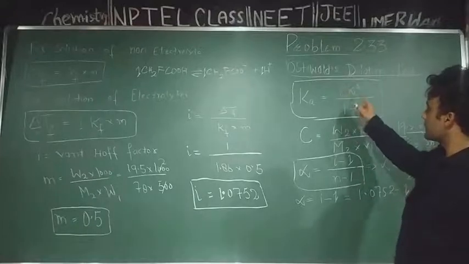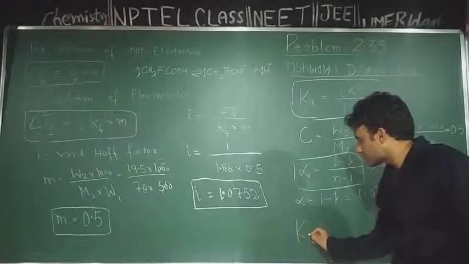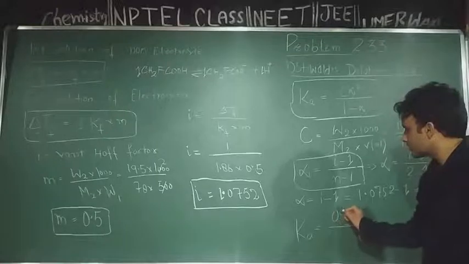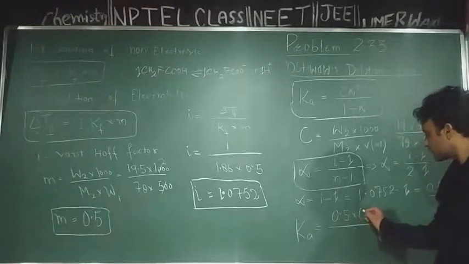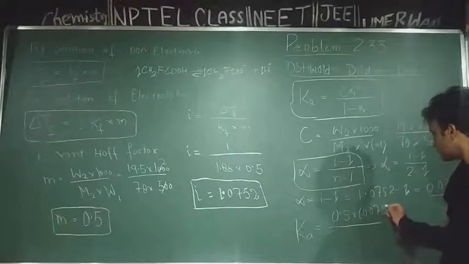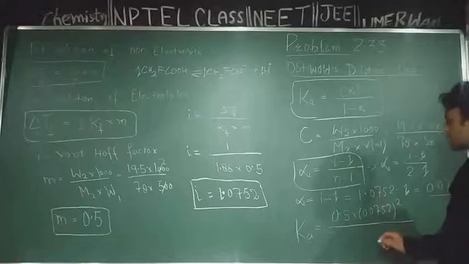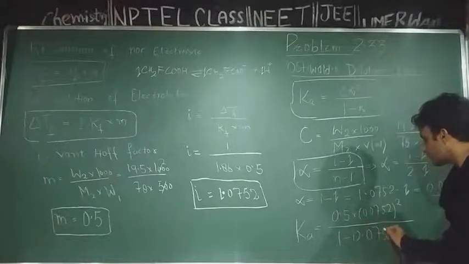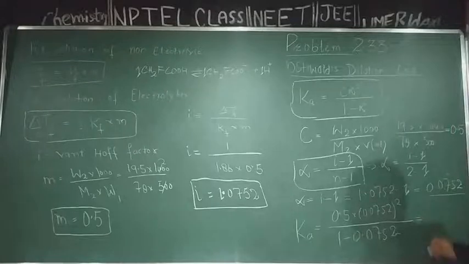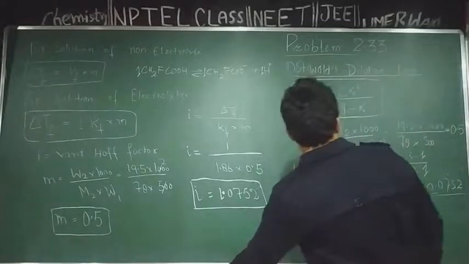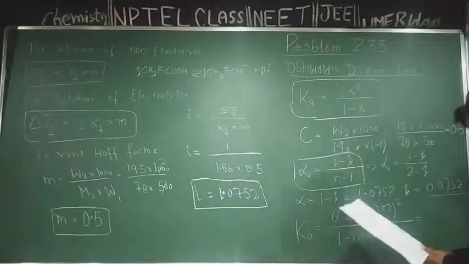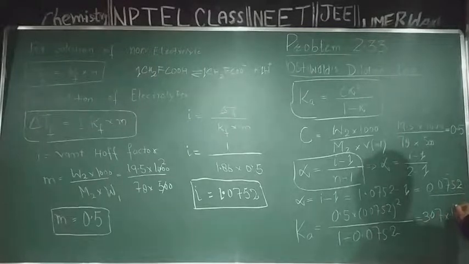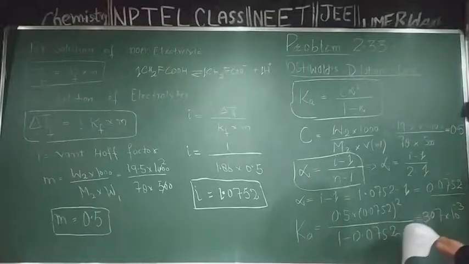Now I will substitute the values of C and alpha in the expression of Ka in order to find the acid dissociation constant of fluoroacetic acid. It will be equal to C, which is 0.5, into alpha, 0.0752, whole square, divided by 1 minus alpha, 1 minus 0.0752. Here again I have made my calculations to save time, and the value of the acid dissociation constant of fluoroacetic acid comes equal to 3.07 into 10 to the power minus 3.